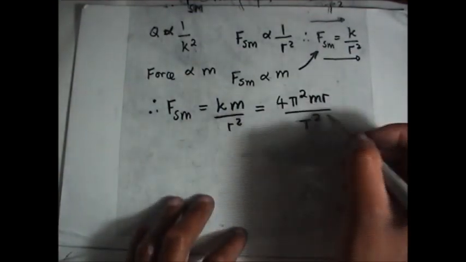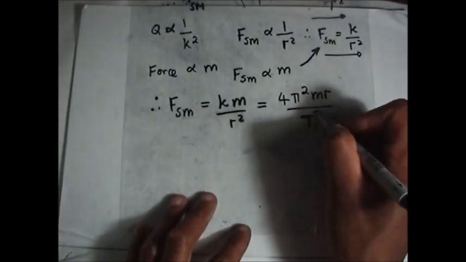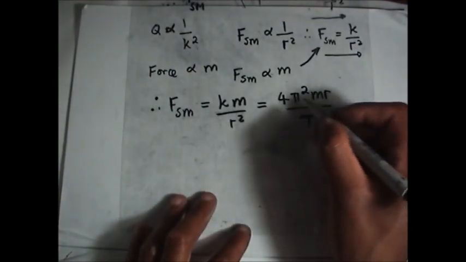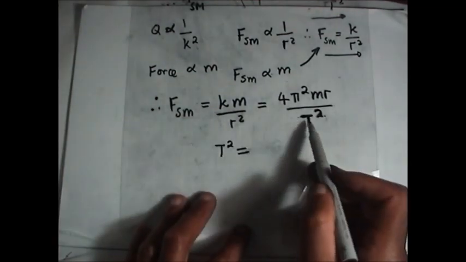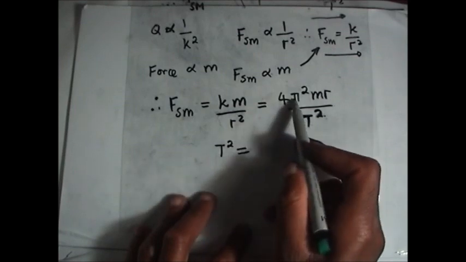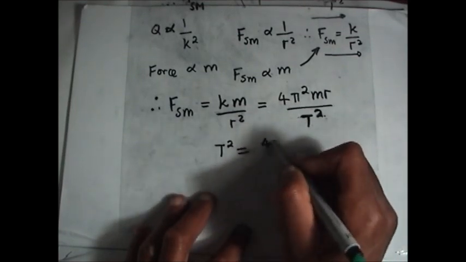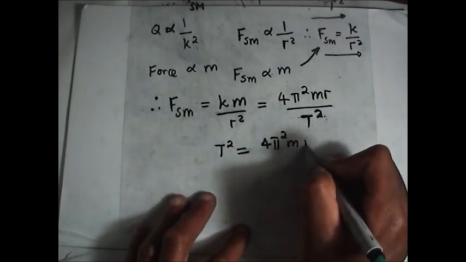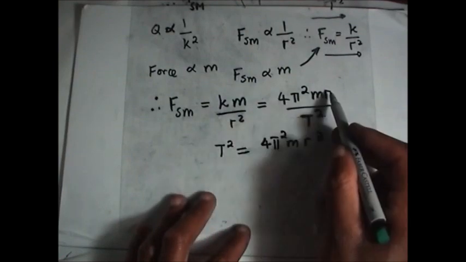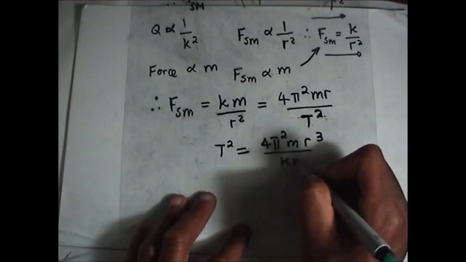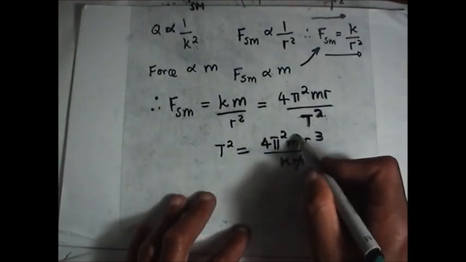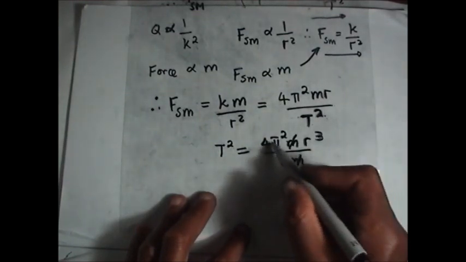So now he tried to calculate the period. Making t the subject of the formula, t squared will be equal to: multiply both sides by t squared and multiply both sides by r. So this one will be 4 pi squared m r cubed, because this r is going to go that side, all divided by km. This m will cancel this m, and this k is just a constant.